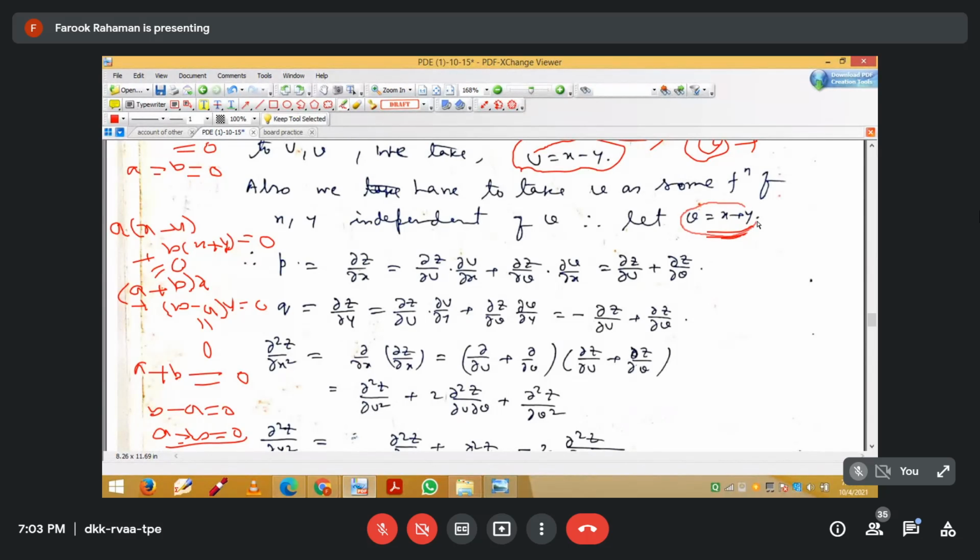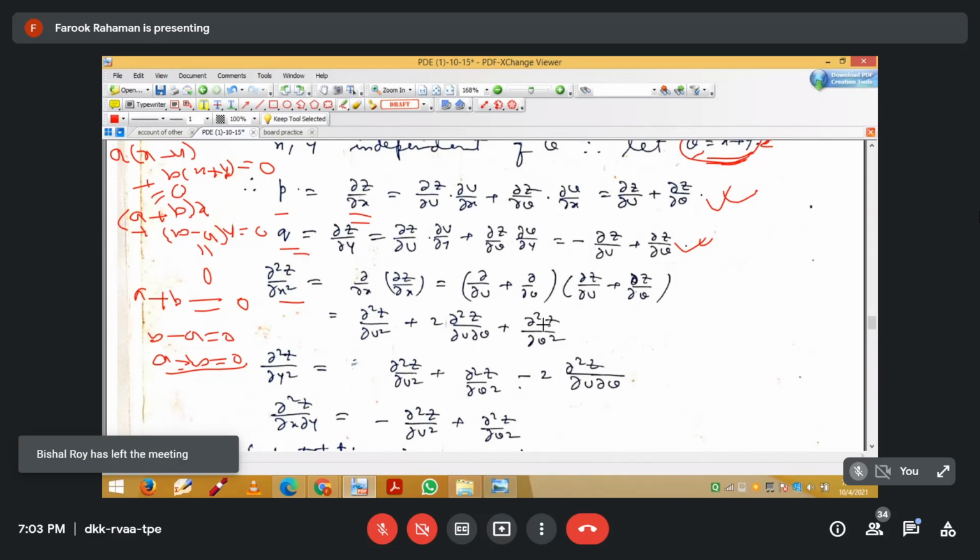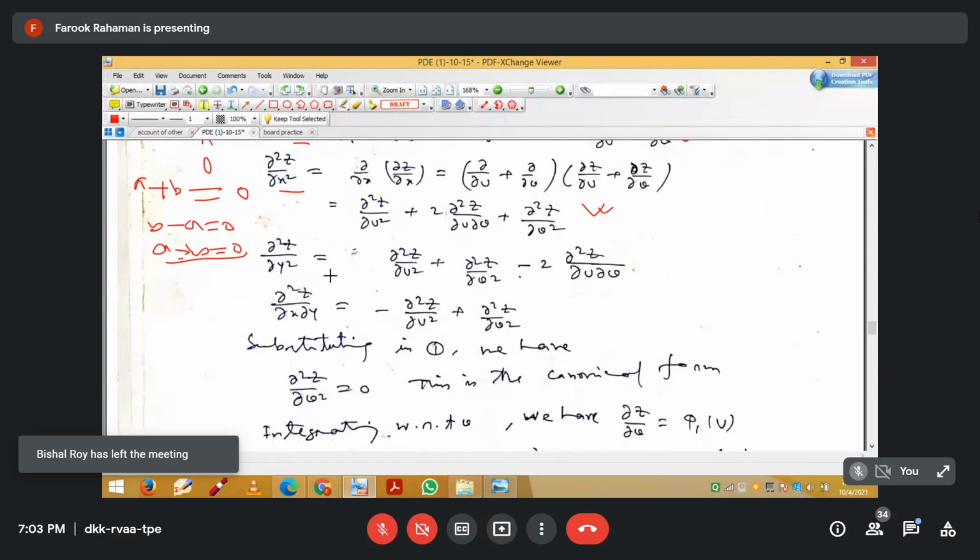This v you can choose in any arbitrary way, with just one restriction. What is the restriction? This v should be independent of u. Now we know the transformation functions u and v, and from this one can easily find p, that is del z del x, by using the chain rule, and q by using the chain rule. For the second derivative terms, one can use the chain rule with respect to y, and this is a mixed derivative.